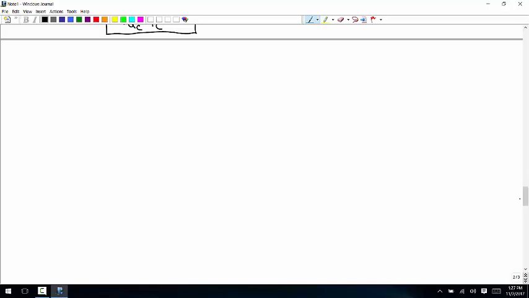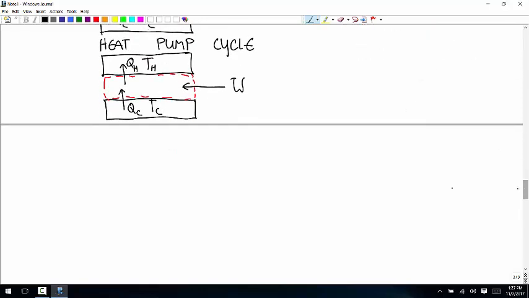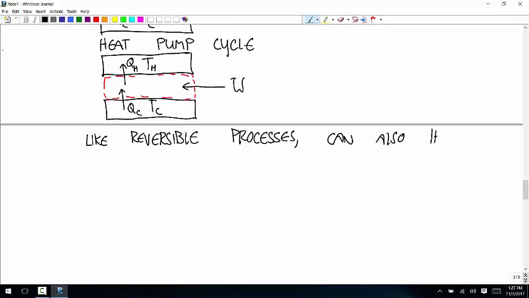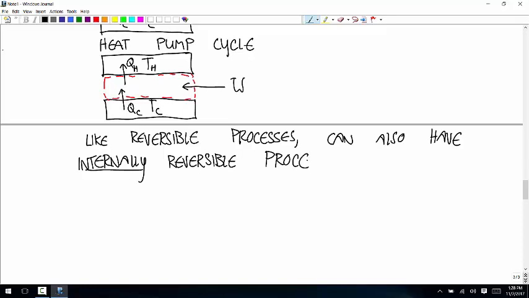Okay, so one more thing about reversible processes. You can also have internally reversible processes. An internally reversible process is one where you could return your system back to the starting state, but not the surroundings.